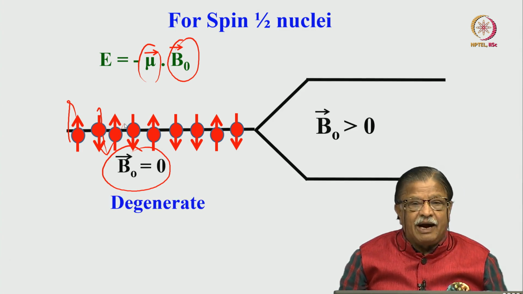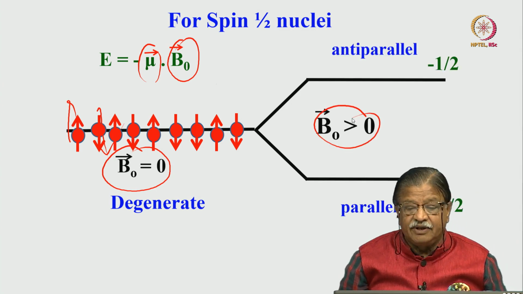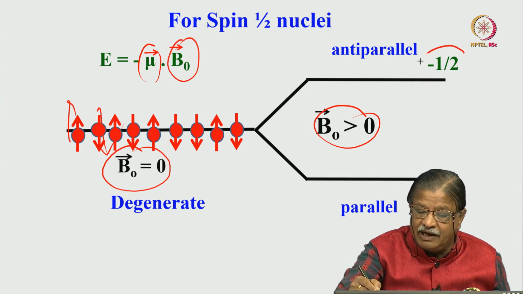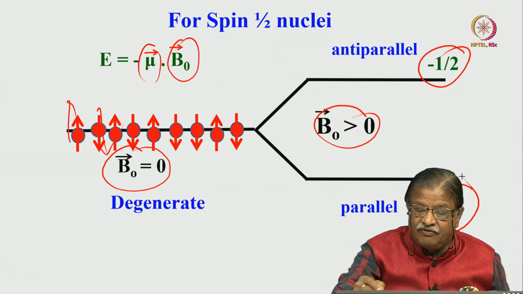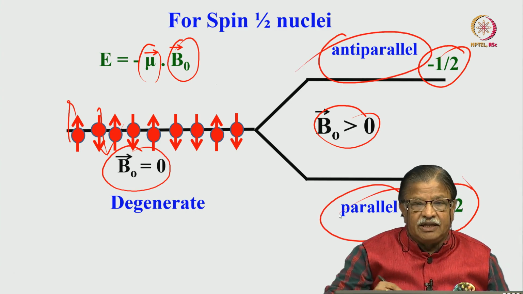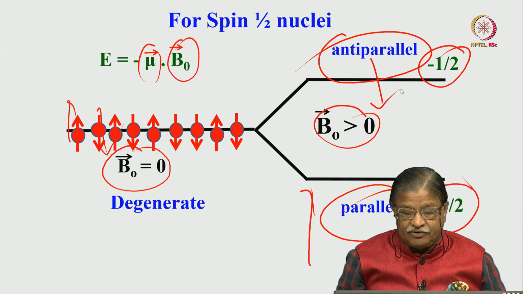Now, as soon as I put it in a magnetic field which is non-zero, what is going to happen is there is a separation of the energy states. One corresponds to minus half, the other corresponds to plus half. This is for the anti-parallel orientation, this is the parallel orientation. This is orientation in the direction of the field, this is orientation in the direction opposite to that of the field.